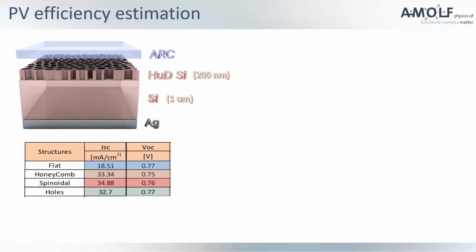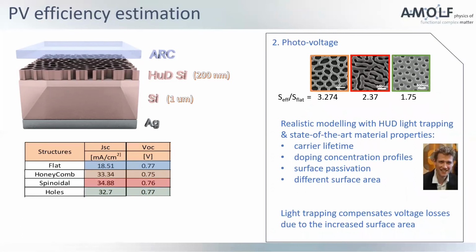The next number that we need is the open circuit voltage. Papine has done a really good job of realistic modeling of these structures on state-of-the-art photovoltaics. So he used numbers for carrier lifetime, doping concentration profile, and surface passivation for state-of-the-art PV, and then he calculated how much extra surface area we have by introducing these structures. That is also what he took into account, and he calculated these numbers for open circuit voltage. And as you can see, we expect to have lower open circuit voltage because of the extra surface that we have, but that is nicely compensated by the really good absorption, which leads to short circuit current.